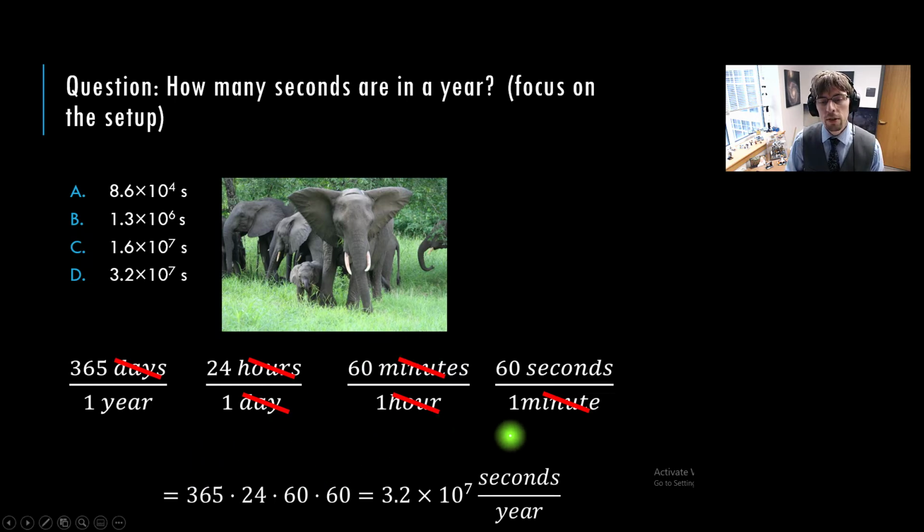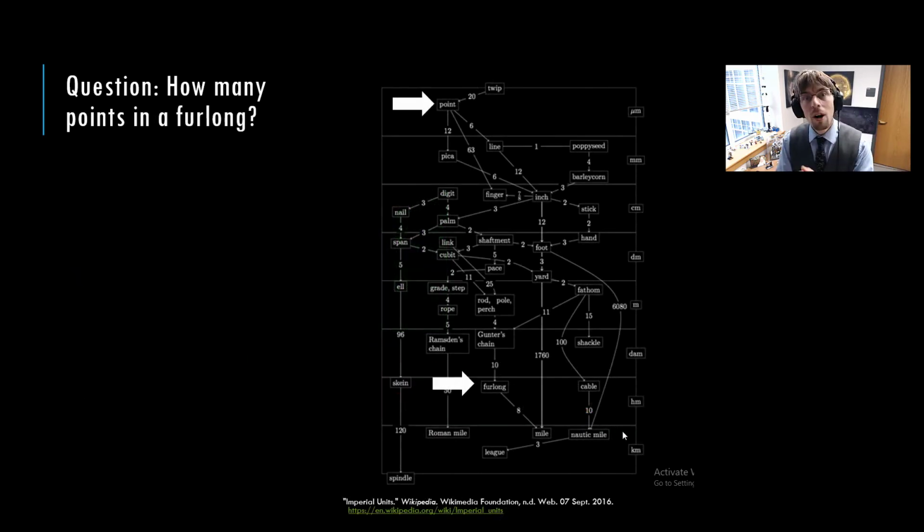And you notice I still have seconds in the numerator and year in the denominator. Now we just do our fancy-pantsy calculators. Okay? And we see that we get something like 3.2 times 10 to the 7th seconds per year. If you understand the process, then it should not matter how familiar or unfamiliar you are with the actual units being used.